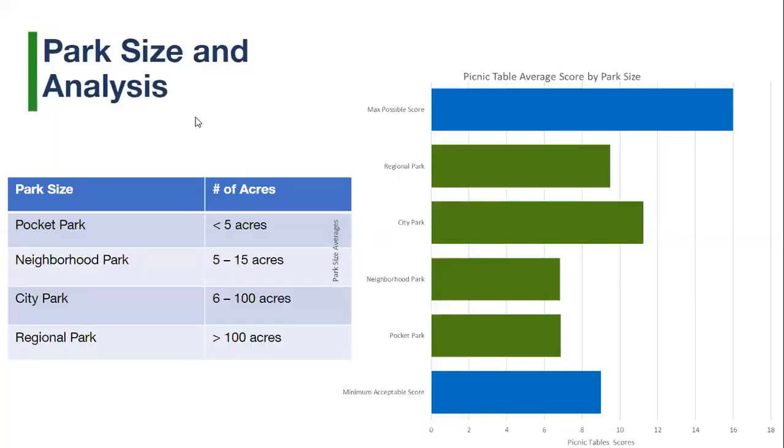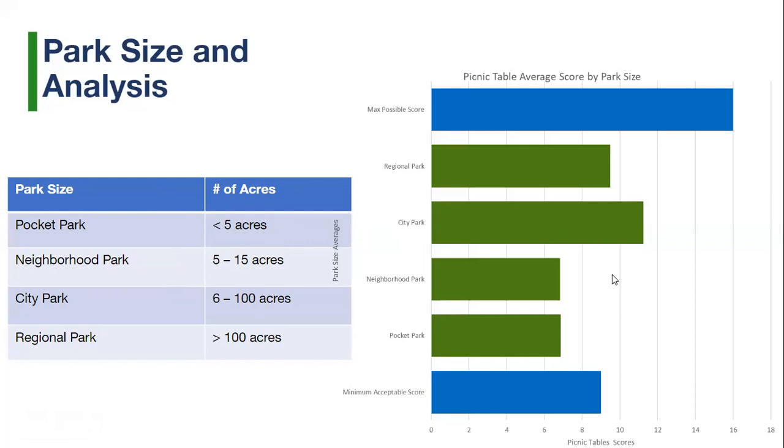So real quick, I mentioned pocket parks, and how we break this out is by the number of acres. Less than 5 acres is a pocket park. A neighborhood park is 5 to 15 acres. A city park is 6 to 100 acres. And a regional park is considered one that's greater than 100 acres.